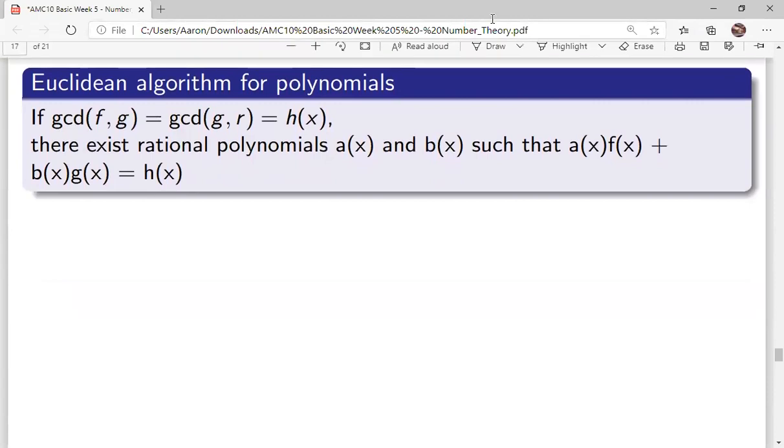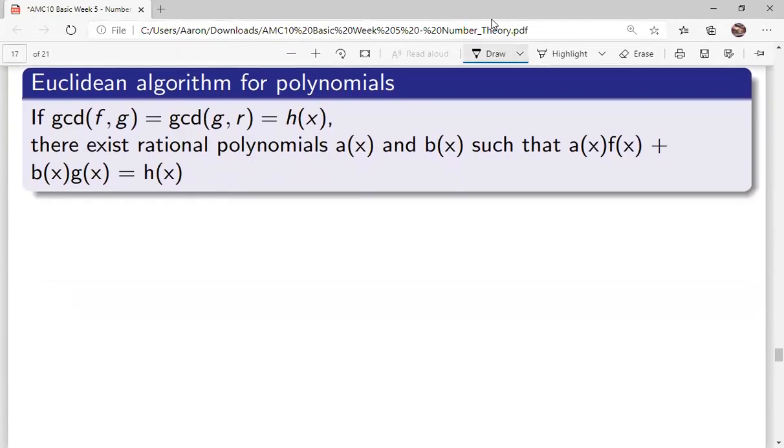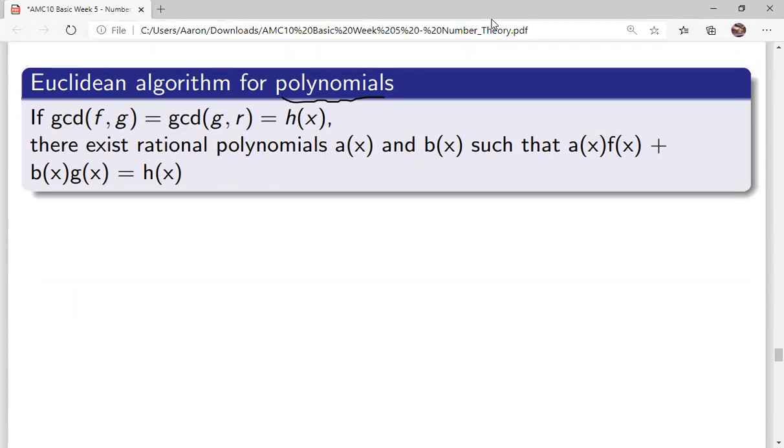And this is a Euclidean algorithm for polynomials. So this is basically what it says.